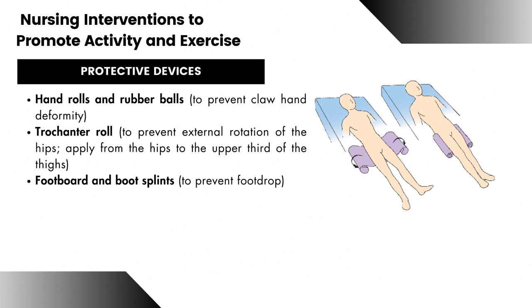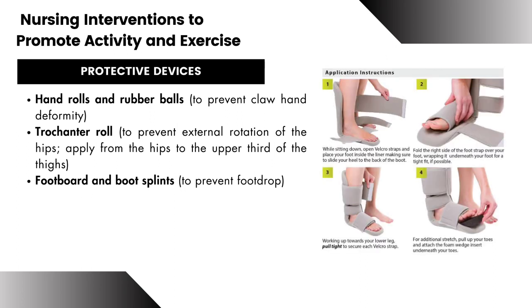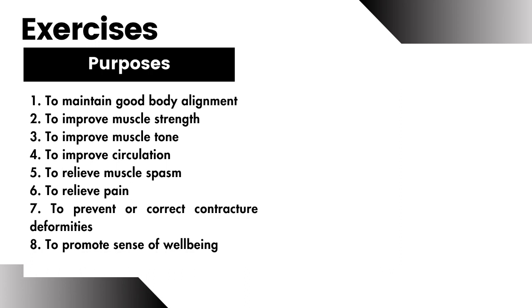The trochanter roll is like a cushion placed around the hips and thighs to stop them from turning outwards too much, while the footboard and boot splints are used to stop a problem called foot drop, where the foot hangs down and cannot lift up properly. So these devices are like superheroes for our bodies, keeping them in good shape and helping us move better.